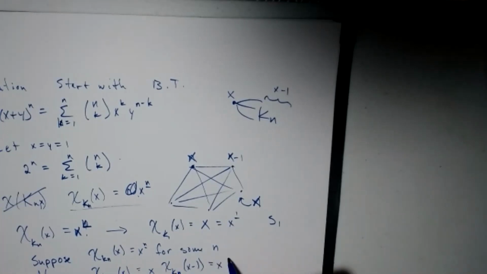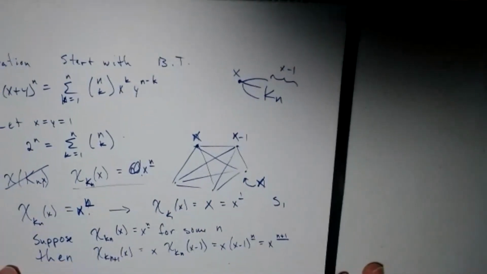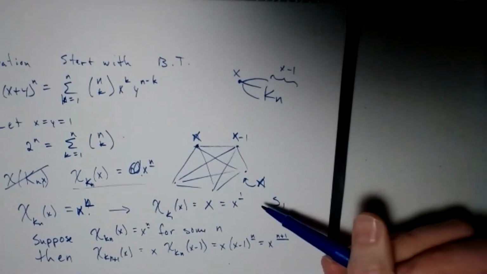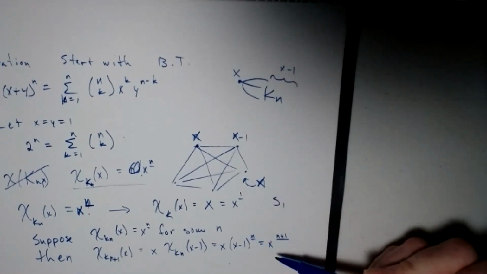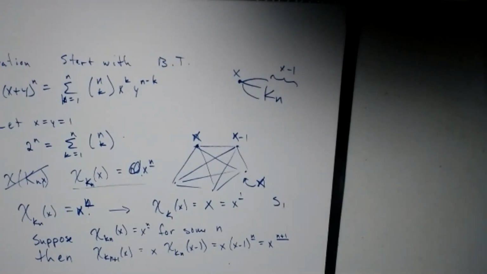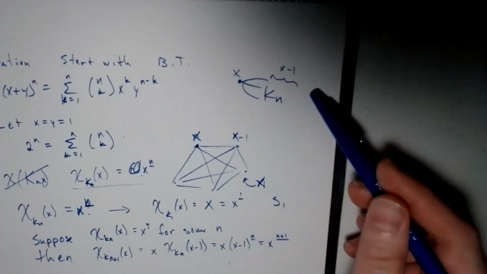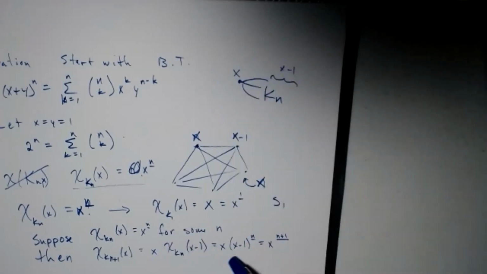So that's X times X minus 1 to the n falling, which is X to the n plus 1 falling. And that would be a proof by induction, right? Because now we've shown that it's true for K1, and if it's true for Kn, it's true for Kn plus 1. And maybe I should have had a couple more steps here as I was going from there to there, but that's the idea.